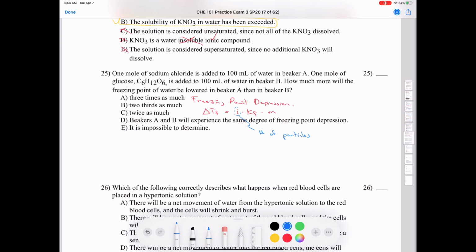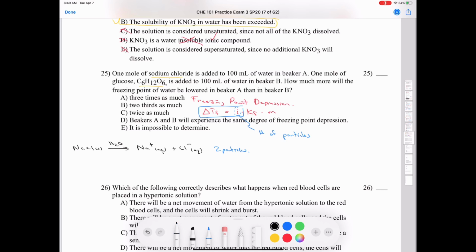So therefore, you can see that I and the change in the freezing point are going to be directly proportional to each other. So that means whichever one of these has more particles, sodium chloride or glucose, is going to depress the boiling point more. So if I take a look at sodium chloride, NaCl solid, if I put that in water, I'm going to end up with a sodium ion and a chloride ion because it's an ionic compound. So I end up with 2 particles.